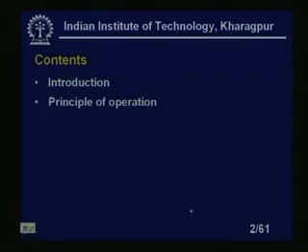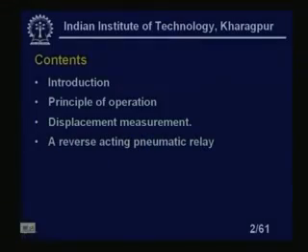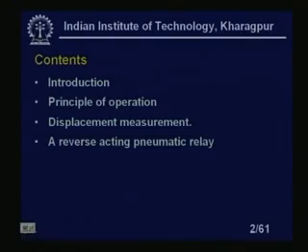Introduction, then we will go to the principle of operation, then displacement measurements and displacement sensors. Rather, we will see there how the flapper nozzles can be utilized to make the displacement sensor. Then we have a reverse acting pneumatic relay, because you will see that to keep this flapper nozzle system in a linear region, we should make the movement of the flapper very small. To do that we need some pneumatic relay. We will discuss this in detail, which is called the reverse acting pneumatic relay.